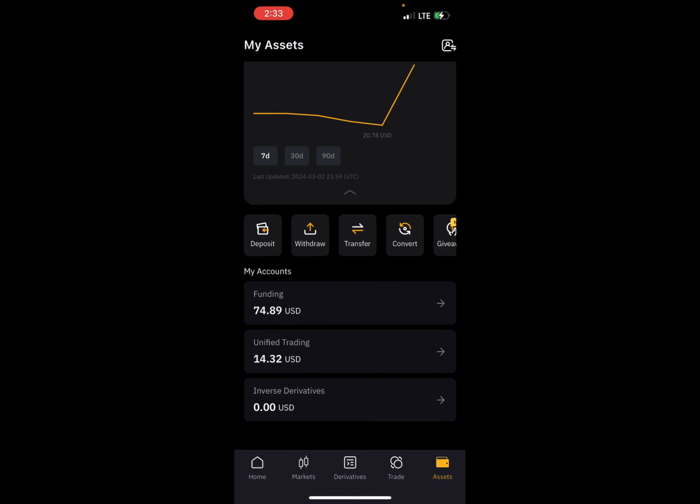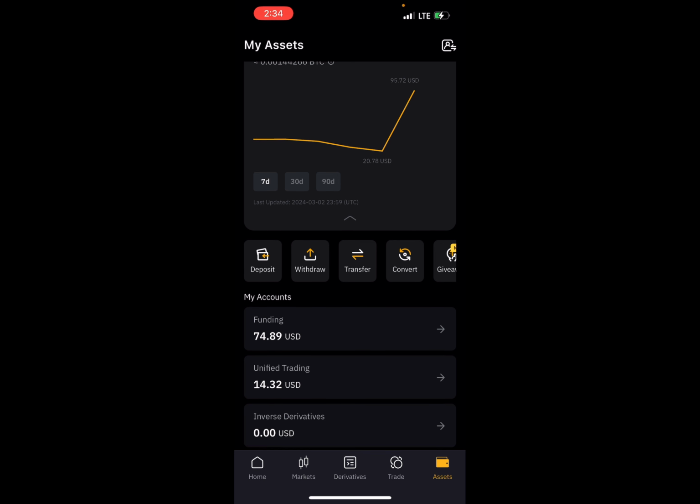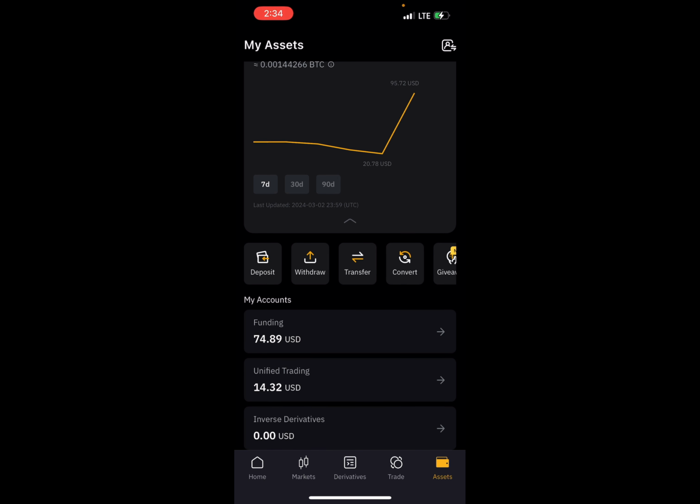This is your assets. You can see funding I have, and then unified trading account. For the first time I found 20-something dollars, and this was the interest I made from my own futures trade. So far I've transferred it back to the funding account. You can see here you can withdraw, transfer, convert, and give away.